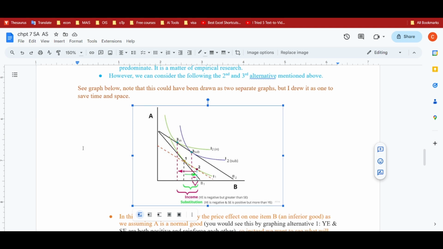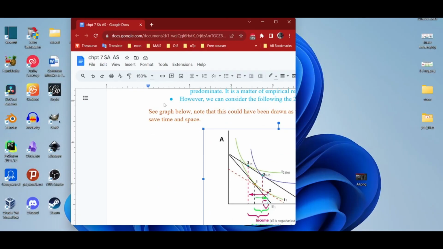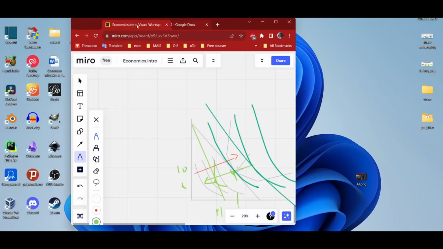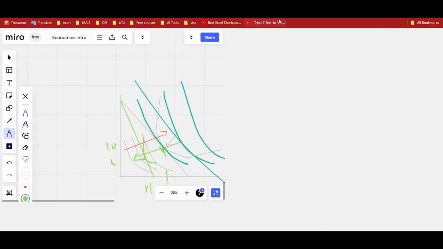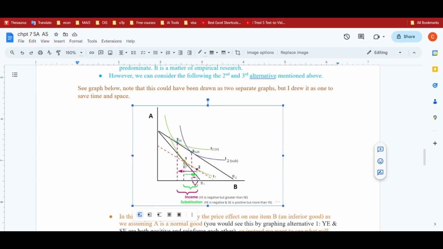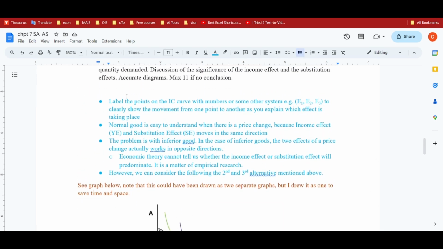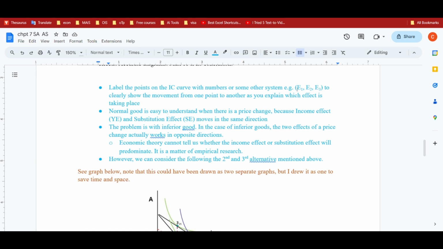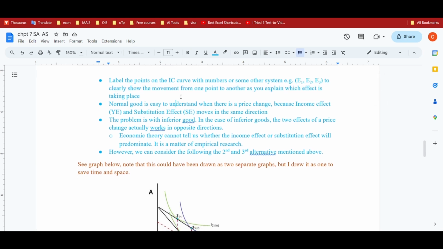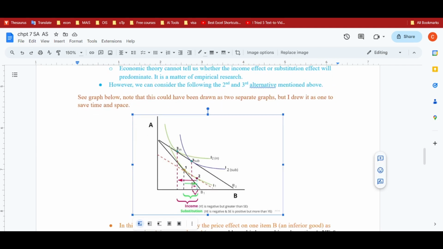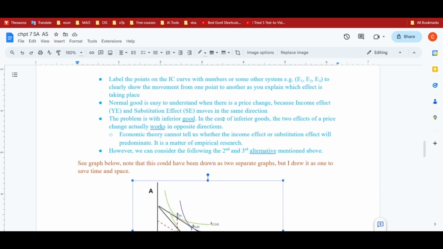I think this is my own drawing. I think I drew it in this program that I'm always using. It should be somewhere in one of my drawings here. But anyways, this is a general idea, right? This is what we're seeing that is happening. You need to label the points on the indifference curve with numbers or some other system, for example, E1, E2, E3, to clearly show the movement from one point to another. So you have to clearly show where you started and where you're going to.